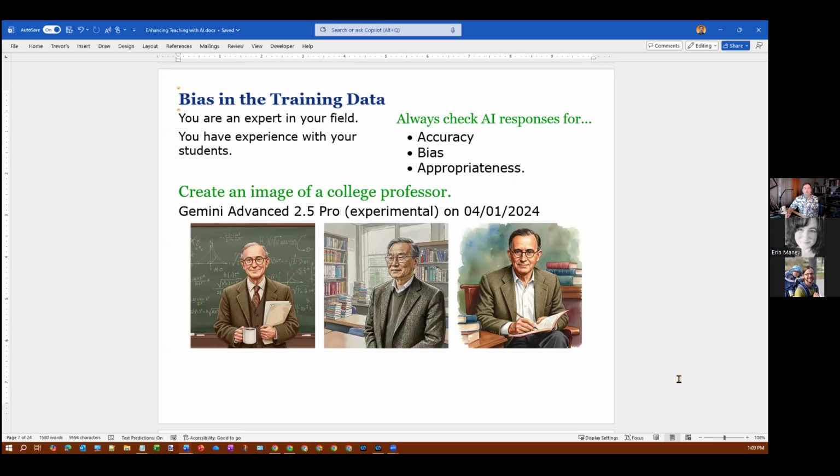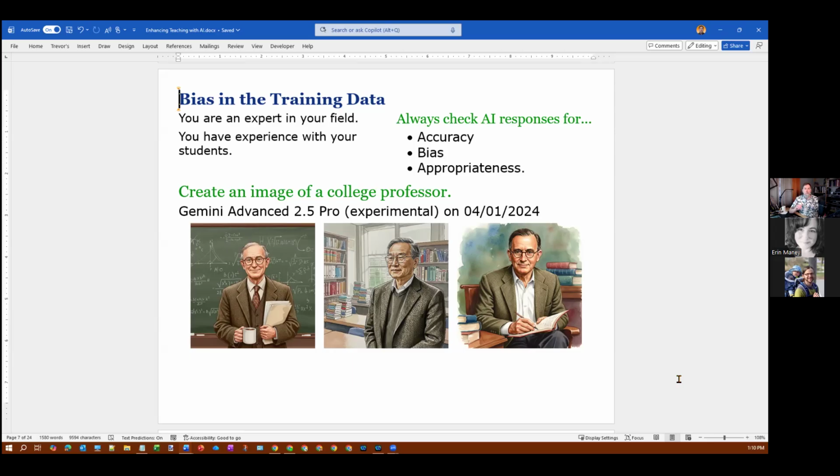Okay, so you should be aware of bias that's in the training data, the model that the AI is using. Remember, you are an expert in your field and you have experience with your students. So anything that you put into or take out of AI, you should make sure that you are questioning that, looking at its accuracy, looking for any biases that are showing up, and making sure that it's appropriate for the audience that you plan to share it with.